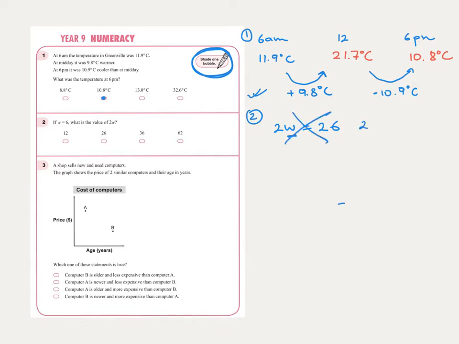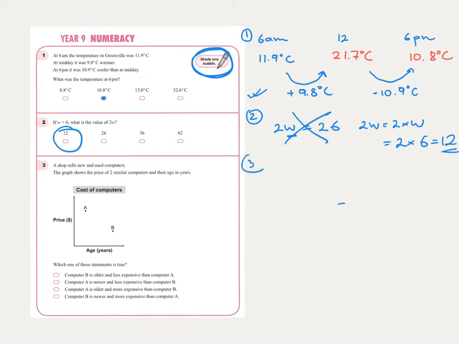So 2W means 2 times W, which is equal to 2 times, and then you look at what W is equal to. In our case it is equal to 6, so 2 times 6. So we are replacing W with 6, and the answer is going to be 12. Now we do have the answer 12 here, so this one is correct. So please note 2W means 2 times W.